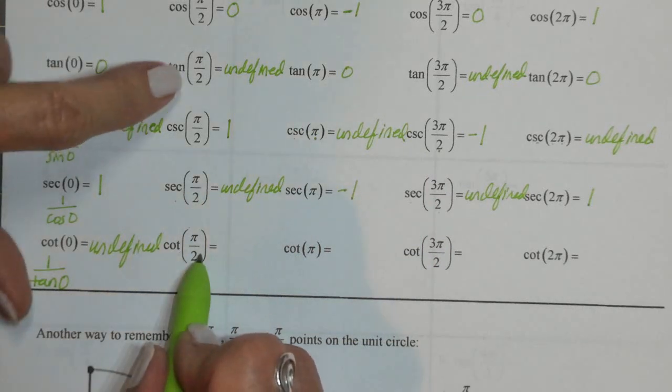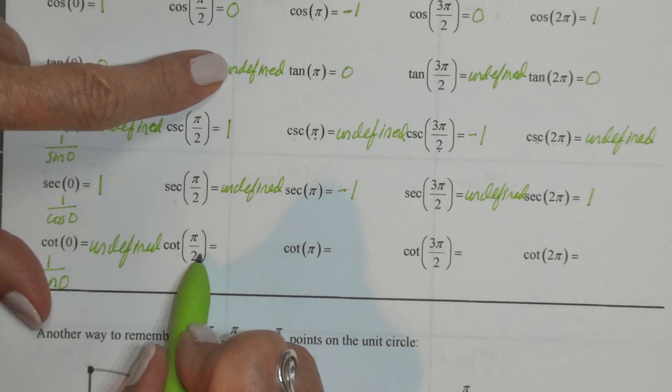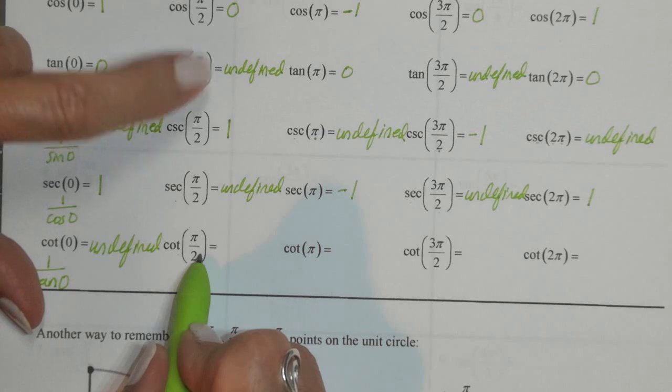Cotangent of pi over 2. Well, tangent of pi over 2 is undefined. Can you flip undefined? No, it doesn't make any sense. But how did we get there? How did we get this undefined?